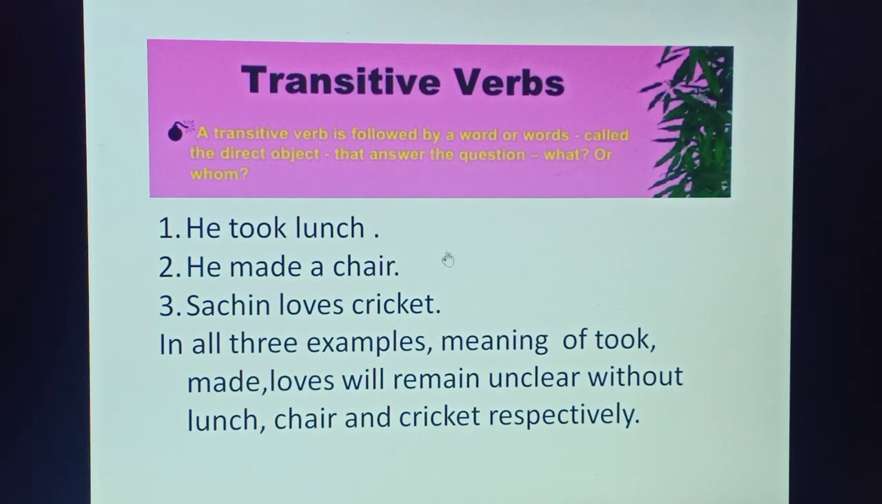Next type is transitive verb. It is a type of verb which requires an object to make the sense clear. We can say a transitive verb is followed by a word or words called the direct object that answer the question what or whom. In the examples below you can see he took lunch. He made a chair. So in all three examples, the meaning of took, made, loved will remain unclear without lunch, chair and cricket respectively. Sometimes the transitive verb takes complements to make complete sense, right?